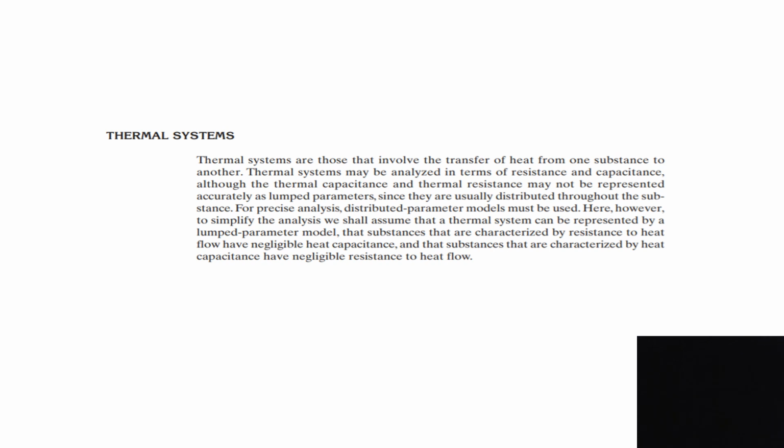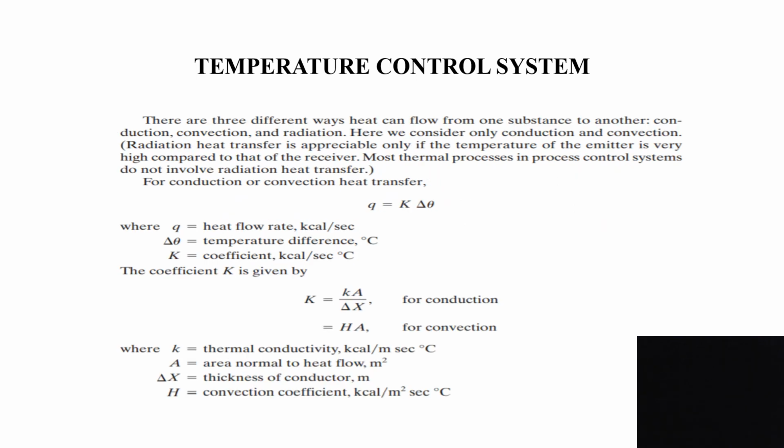It is very clear that a thermal system always involves the transfer of heat from one substance to another substance. Here also, similar to a level control system, you will have two parameters. One is called thermal resistance, another one is called thermal capacitance. Heat can be represented in three ways: conduction, convection, and radiation. Here we consider only conduction and convection.